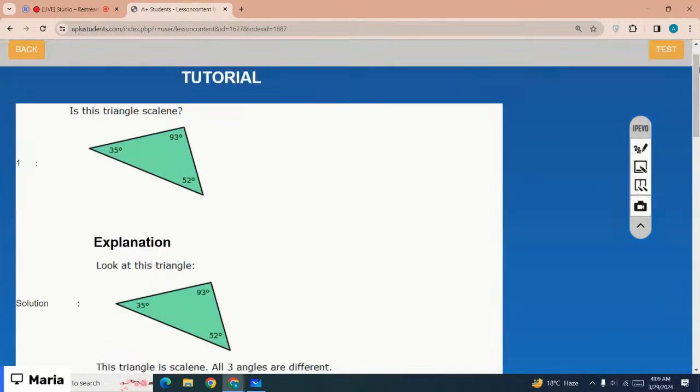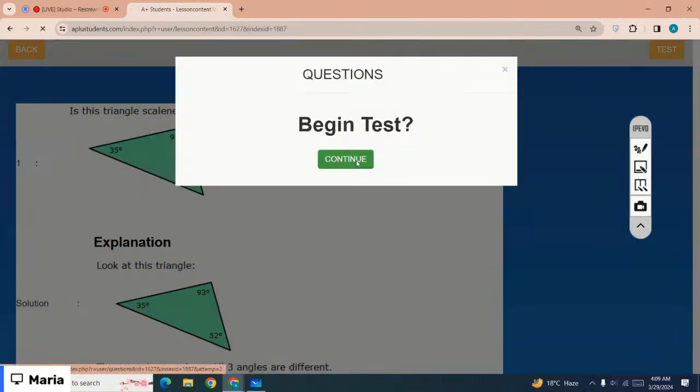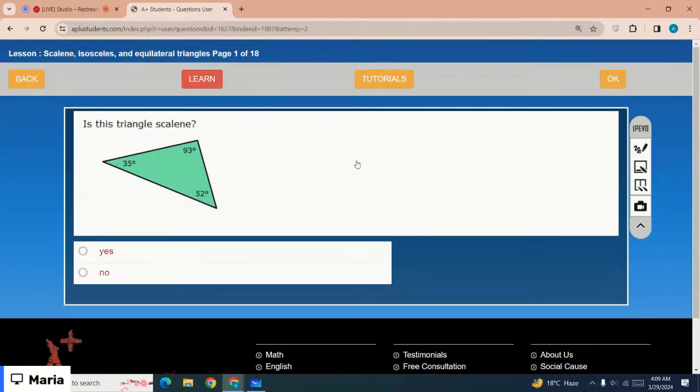Let's start with the test questions. Is this triangle scalene? Which is the correct option?